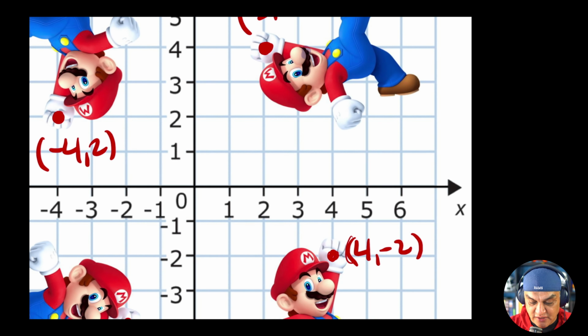As Mario is rotating on all 4 quadrants of the graph, the point on his thumb, which consists of 4 and 2, constantly change positions and signs. Yes, we know that. How? That was the question. How is it changing, right? It's okay. Again, this is a warm-up, so we're warming up to it. We will get to it.